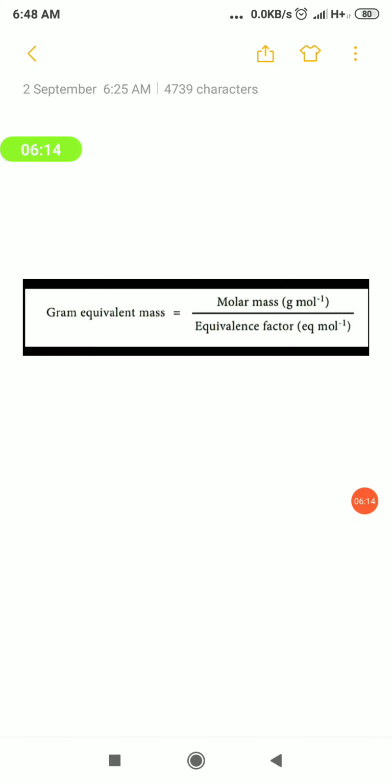அதே மாதிரி if we are calculating the gram equivalent mass of either an oxidizing agent or a reducing agent, there the equivalence factor will be the number of electrons involved. So with this the gram equivalence concept is over.